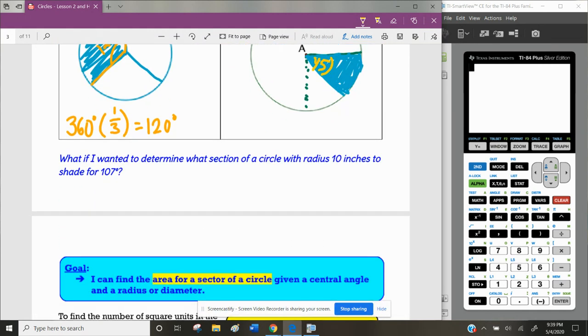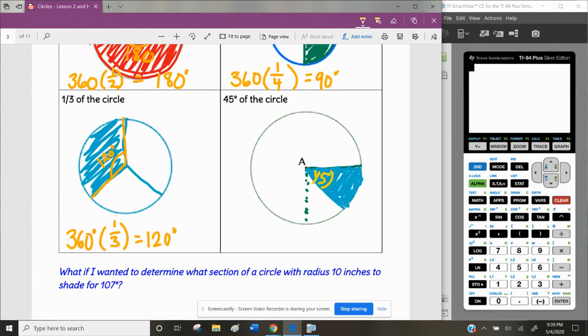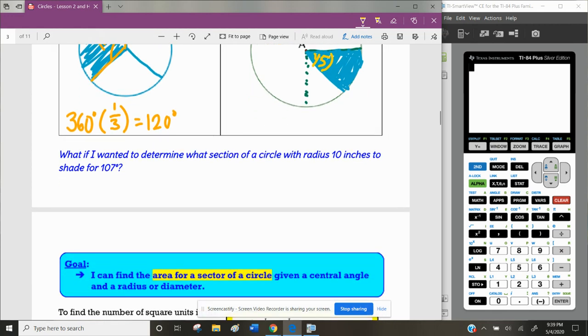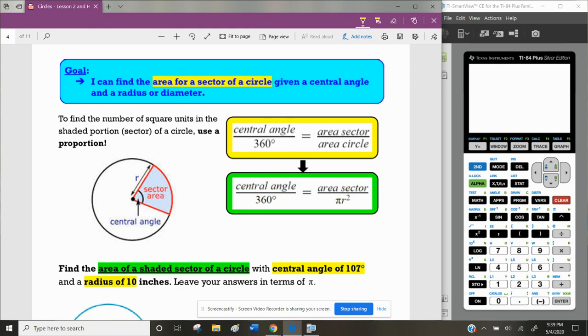Okay, now what if I wanted to shade a section of the circle that had a radius of 10, that was 107 degrees of the circle? So no longer 45 degrees, no longer 180 degrees, I want 107 degrees. So that's what we're going to figure out how to do. So there's two ways that you can do this. I recommend using the proportion method. That way, later when you have to solve for the radius or the central angle, the process is the same. You're solving a proportion, which all of us know how to do.